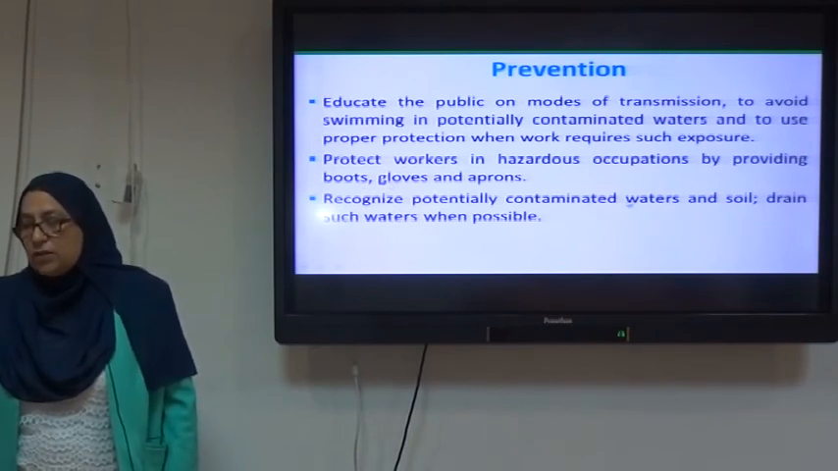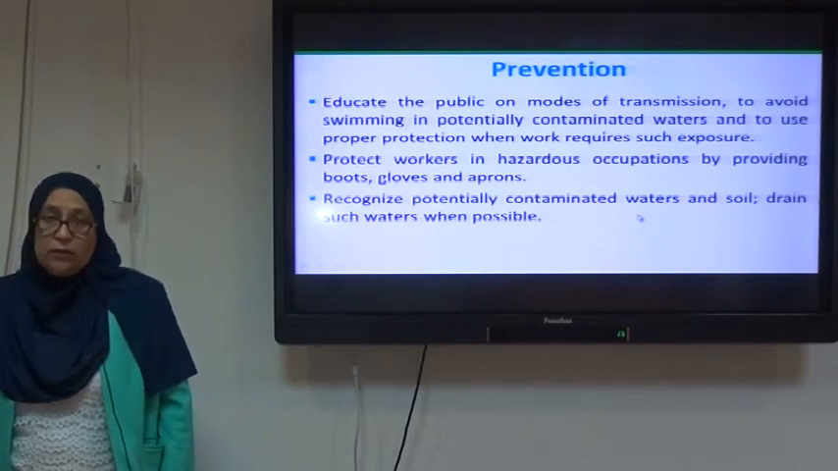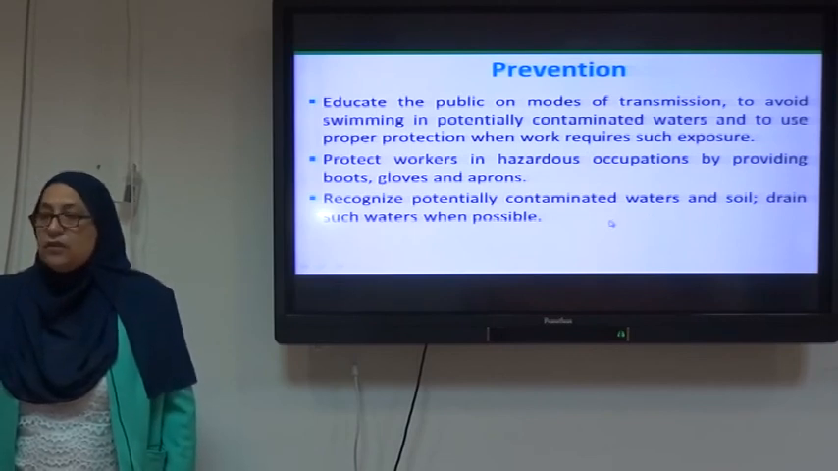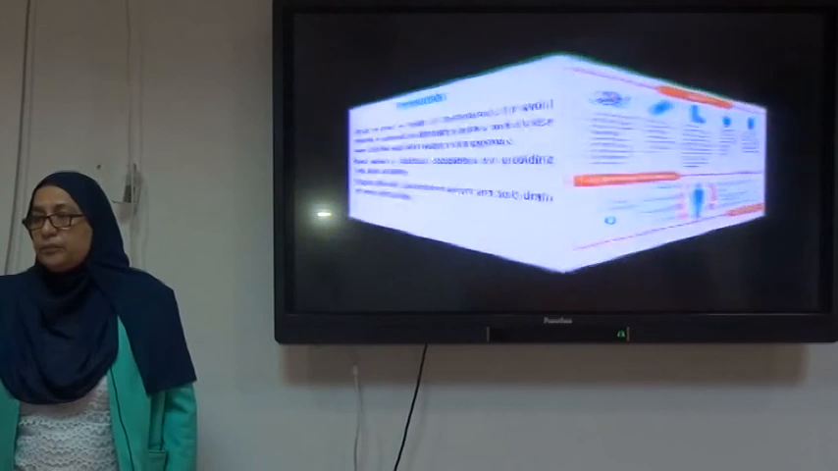Recognize potentially contaminated water and soil, and drain such water when possible. If I know that a lake is contaminated by this organism, I have to dry it and so on, and treat it.